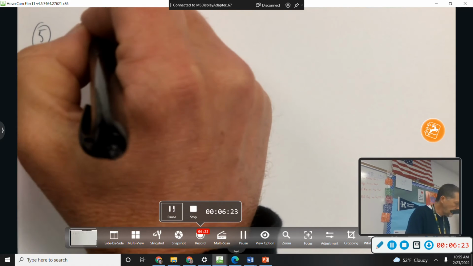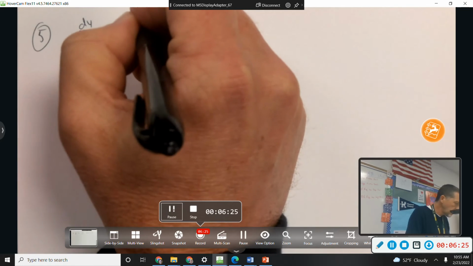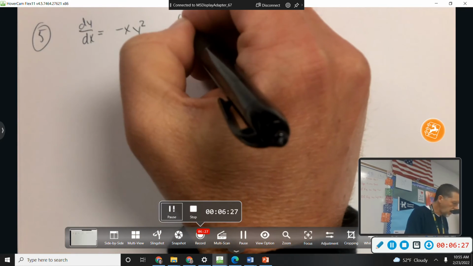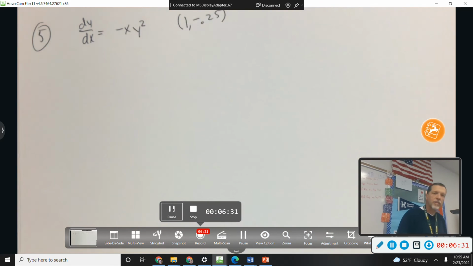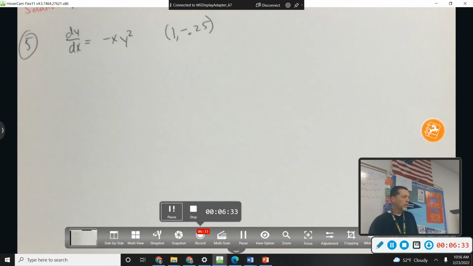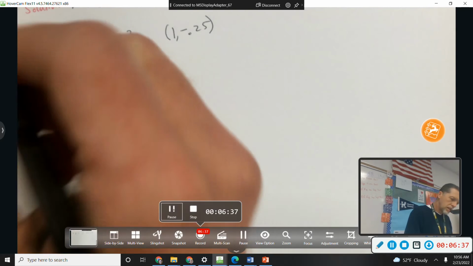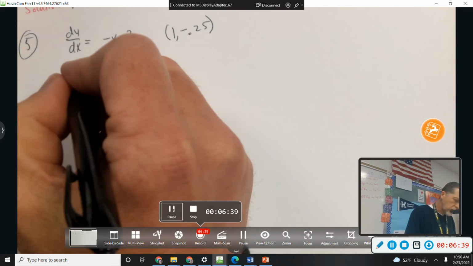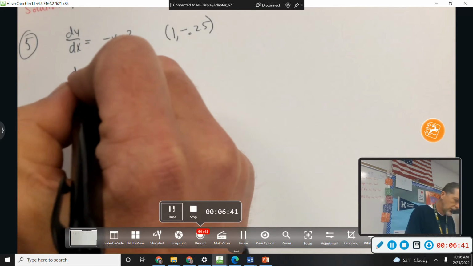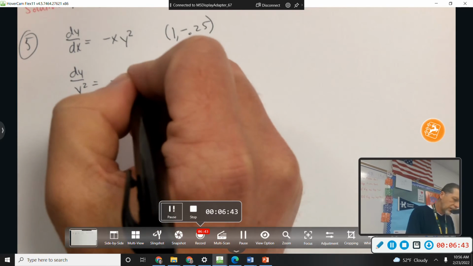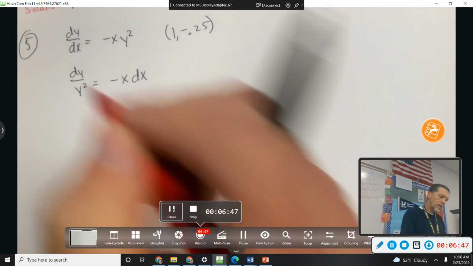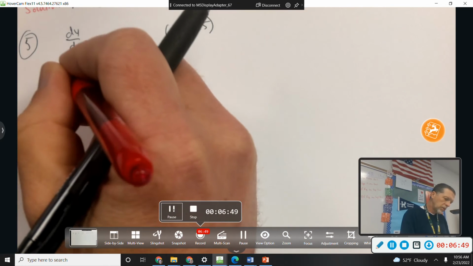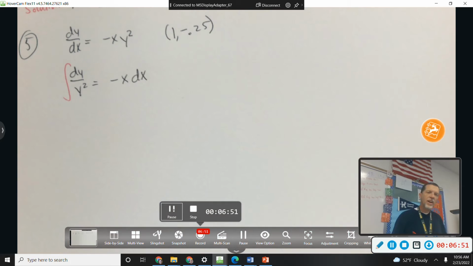Number 5. dy dx equals negative xy squared. And we have the point 1, negative 0.25. So dy over y squared equals negative x dx. Separate the variables, integrate both sides.